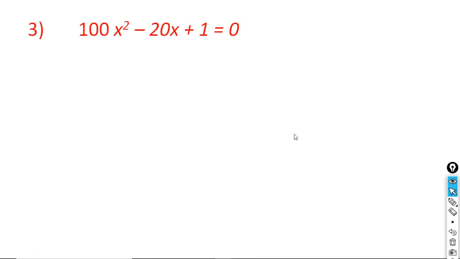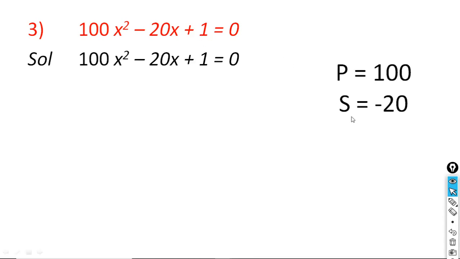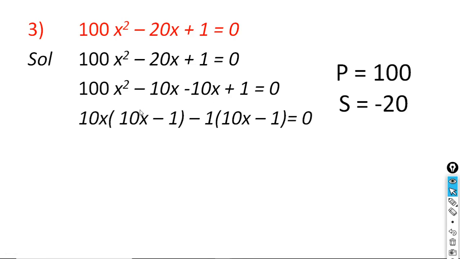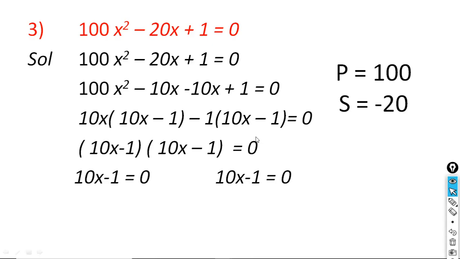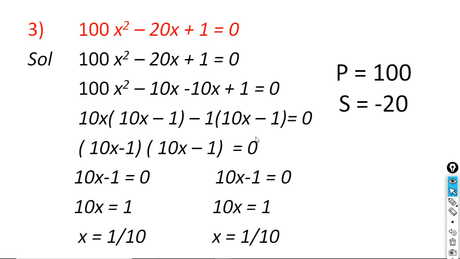Now let us try this problem. It is 100x² − 20x + 1 = 0. Now students, the product is 100 and the sum is −20. The possible factor of 100 is 10 into 10 and their sum also gives you 20. The signs will be negative, both will be negative. So −10x − 10x + 1 = 0. 10x will be taken common, we are left with 10x − 1, and −1 into (10x − 1). Finally we get the value of x as 1/10 in each case.